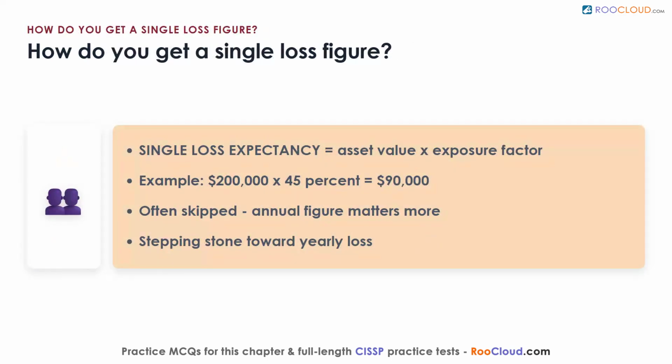How do you turn that into a single loss figure? With the single loss expectancy. The single loss expectancy is the loss from one realized threat against one asset, and it equals asset value times exposure factor. If a customer database is worth $200,000 and a specific threat carries an exposure factor of 45%, then the single loss expectancy is $90,000. You will not always need to calculate it separately because the annual figure usually matters more, but it is the natural stepping stone from valuation toward yearly loss.